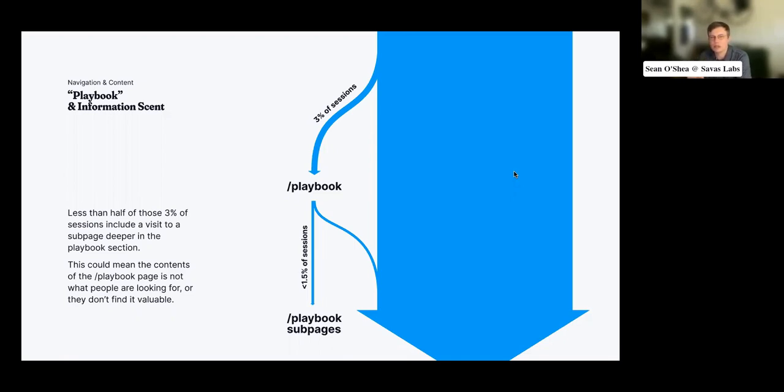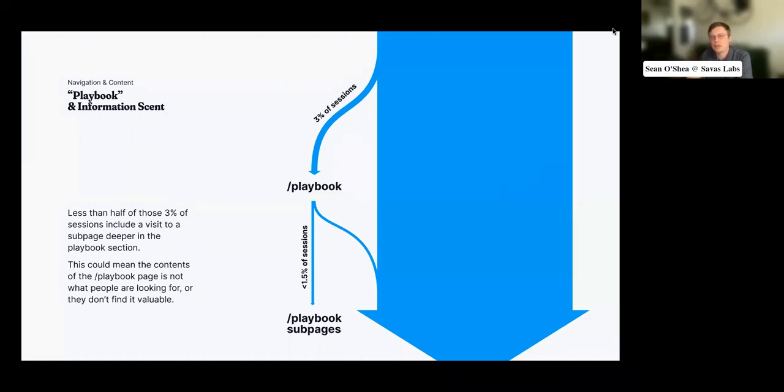And our guess here is that the word playbook didn't really have a strong clue, didn't really have a strong information scent for people to understand what that section contained. And also looking at this data, we saw that the people who did decide to explore that section got to that main page, didn't see anything they were interested in, and then pulled back out. But again, these are just guesses based on the trends.